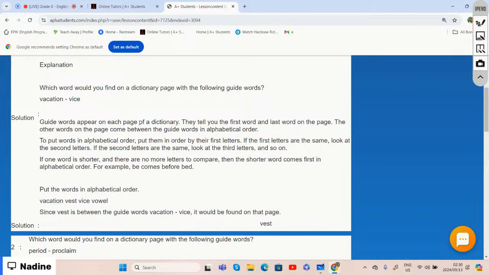In order for us to put the words in alphabetical order, you need to put them in order of the first letters. And if the first letters are the same, then you look at the second letter, and so on and so on. And if the word is shorter, then the shorter word comes first before you put the longer word.